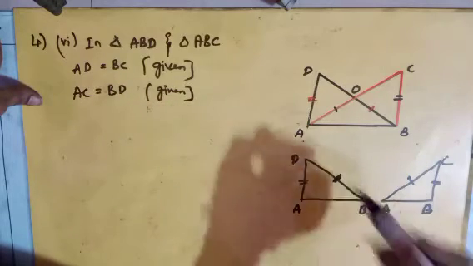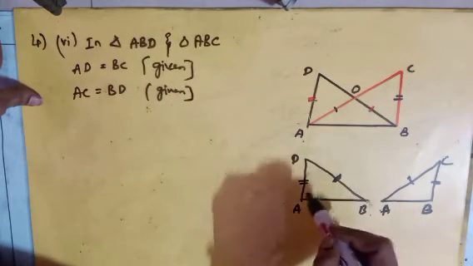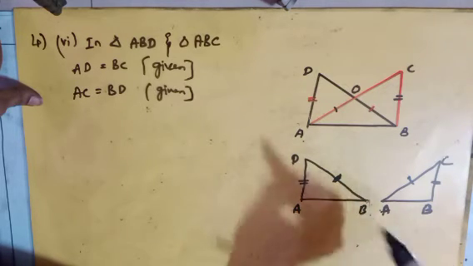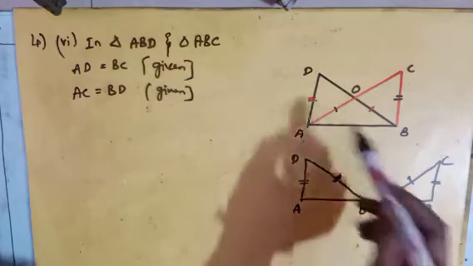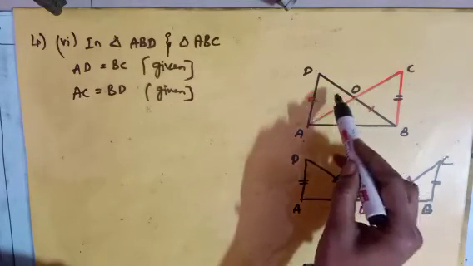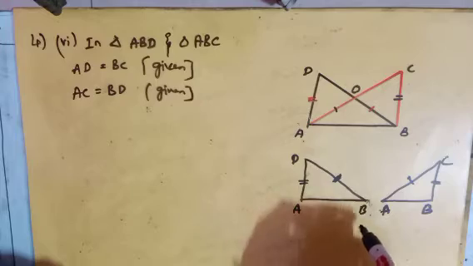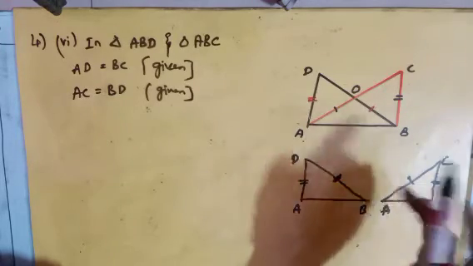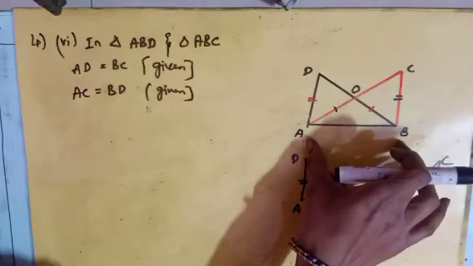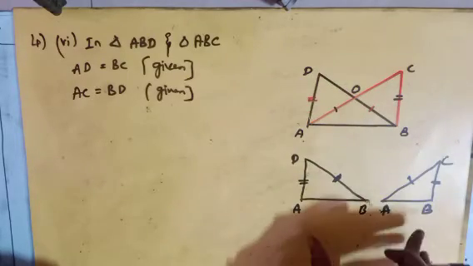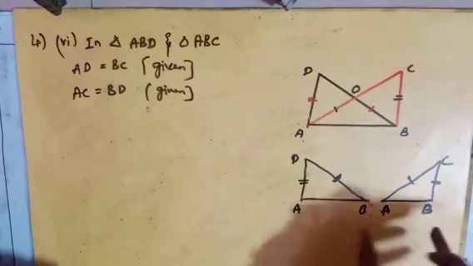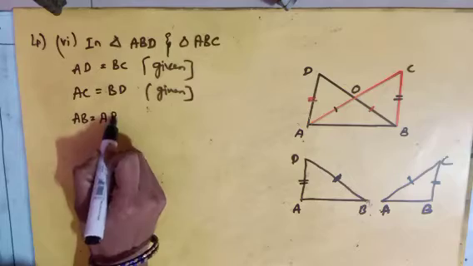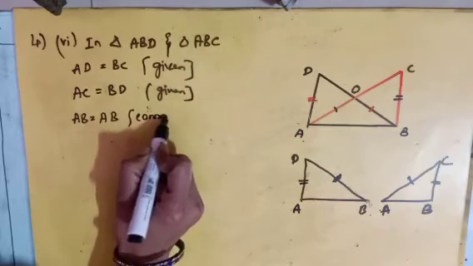Again see here, to prove according to SAS congruency, the angle should be included. In this figure, they didn't say which angle is included, but we can see AB is common to both the triangles. Separately, I am showing here AB is common to both the triangles. So let me write AB is equal to AB, which is common to both the triangles.